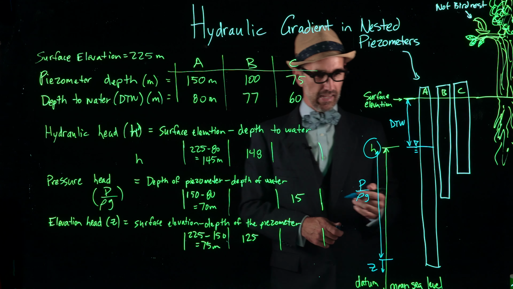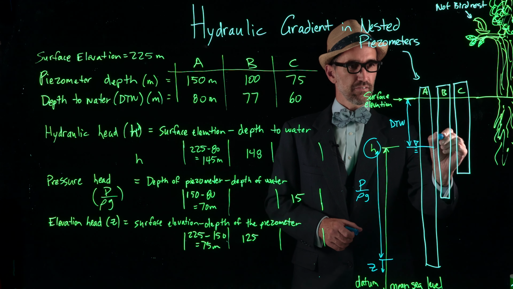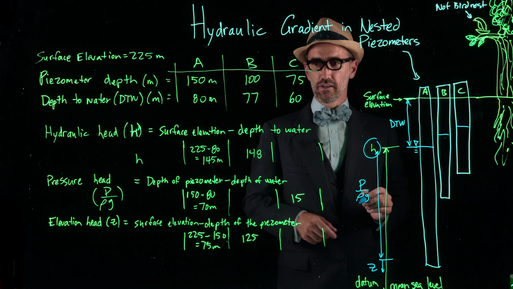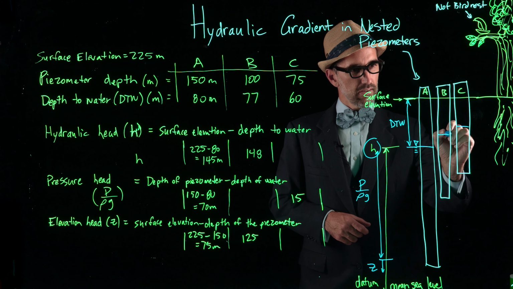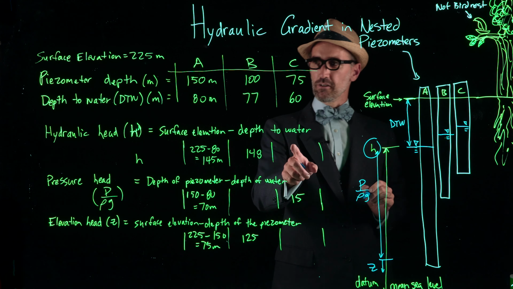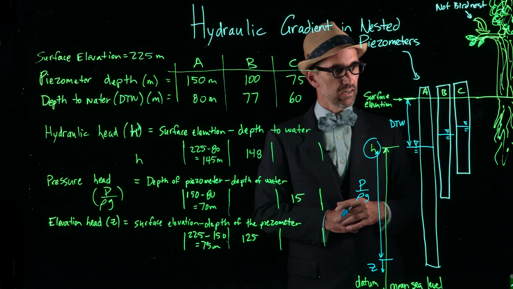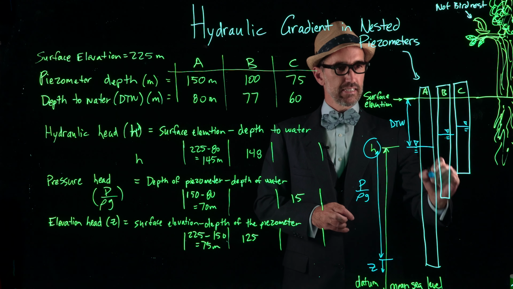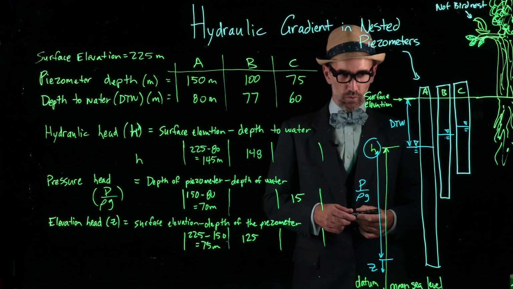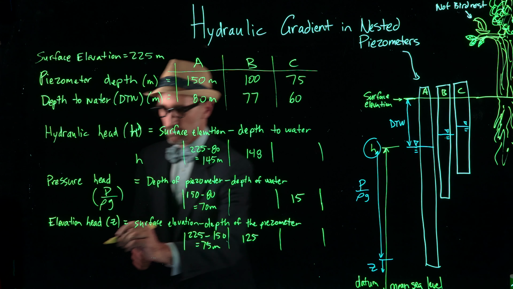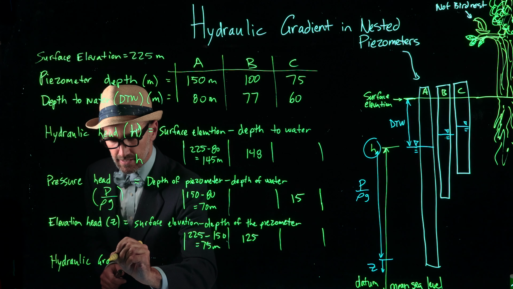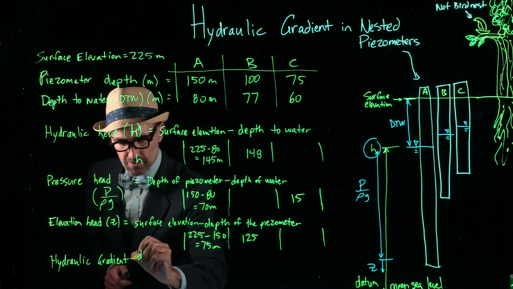Now what we're calculating is the difference in hydraulic heads in different wells. So we calculated the hydraulic head of 145, 148 in A and B. I said I was going to leave C for you here, but I'll just tell you as a hint, it's a little bit higher. And what we're going to calculate is the difference between that hydraulic head over the change in height. So our equation for hydraulic gradient, or vertical hydraulic gradient, is dH over dl.